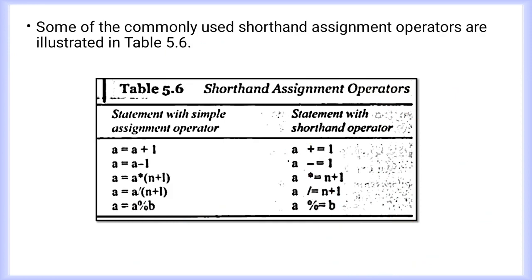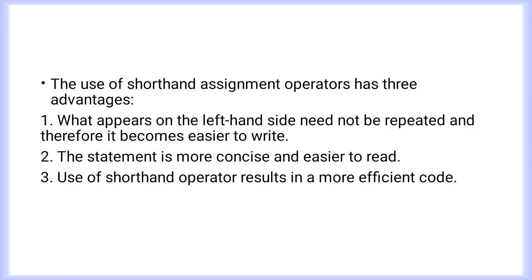Some of the commonly used shorthand assignment operators: a is equal to a plus 1, a is equal to a minus 1. You can write a is equal to a plus 1 as a plus is equal to 1, and a is equal to a minus 1 can be written as a minus is equal to 1. So these are all methods of writing the shorthand assignment operators.